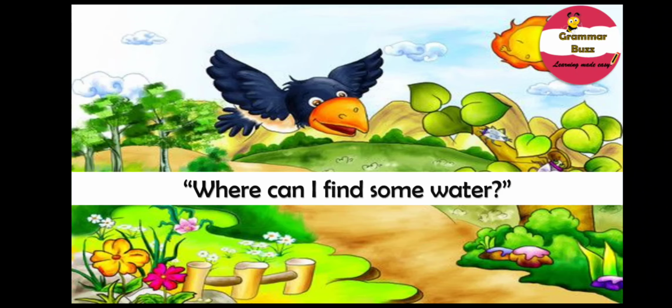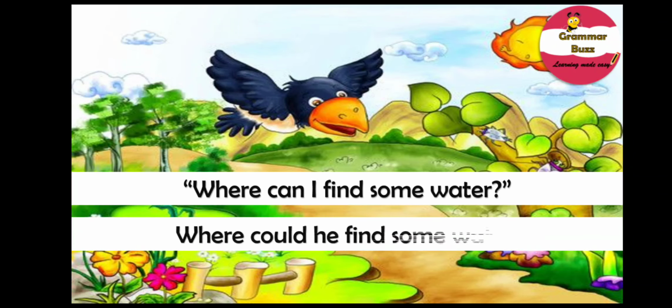Hey, have you done it all right? Have you? And here we are. Let's check our answers together. Where could he find some water? Yes, that's it. Where could he find some water? That's your indirect speech. So, let us find out what happened next in the story.